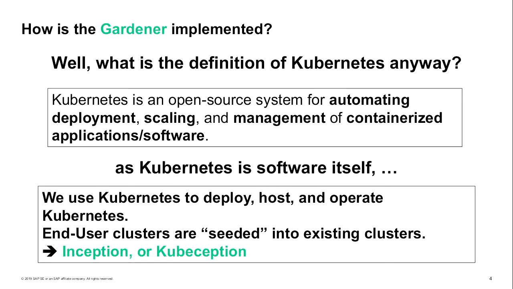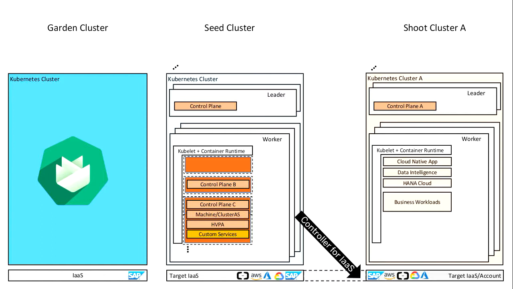So what we do essentially is we use Kubernetes to host and operate Kubernetes. And that's the inception or kubeception design. So the next slide typically is animated, but in a PDF it's just flattened out. So think about the shoot clusters, that's how we call it, the botanical naming came about. That's the end user cluster, and it needs to have a control plane.